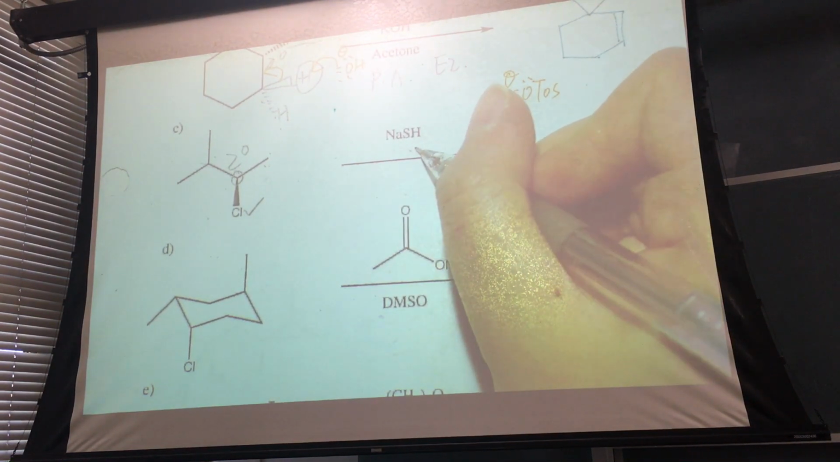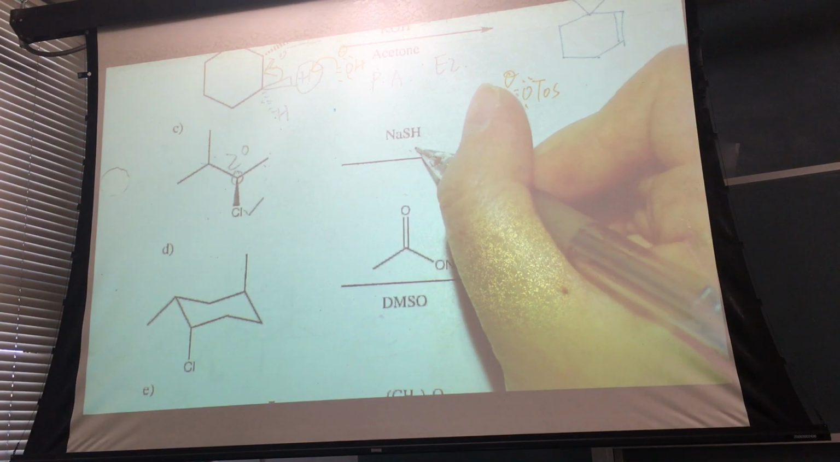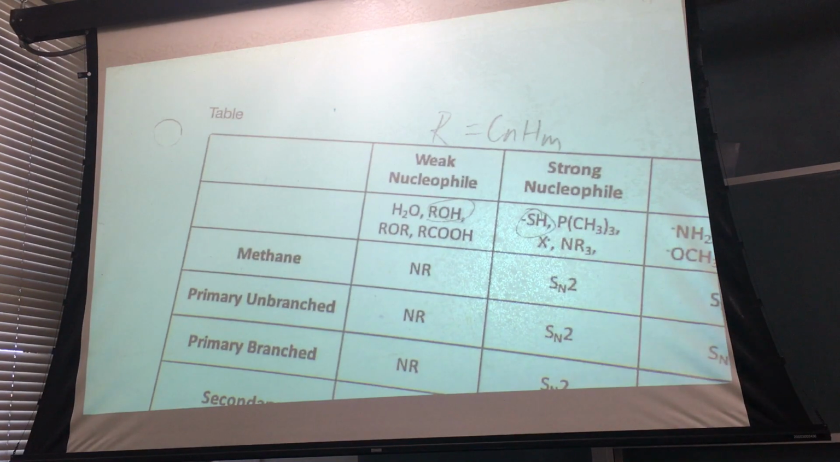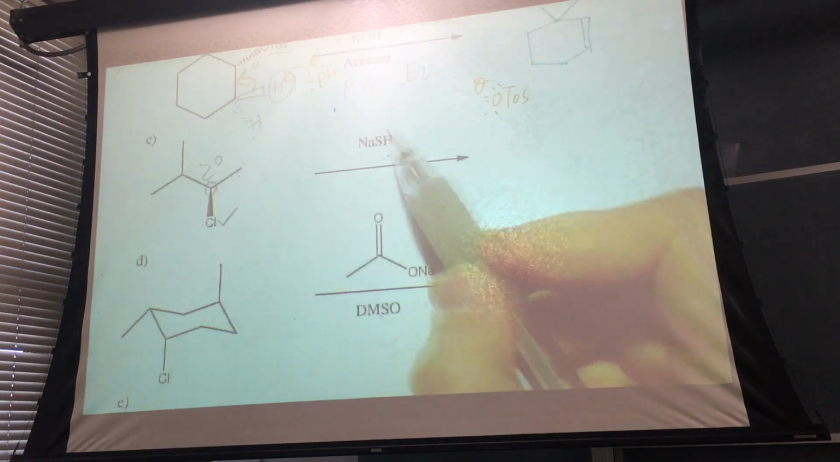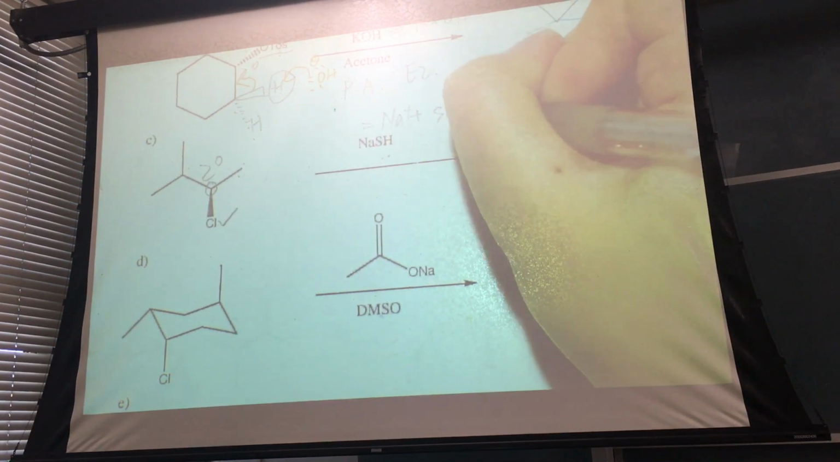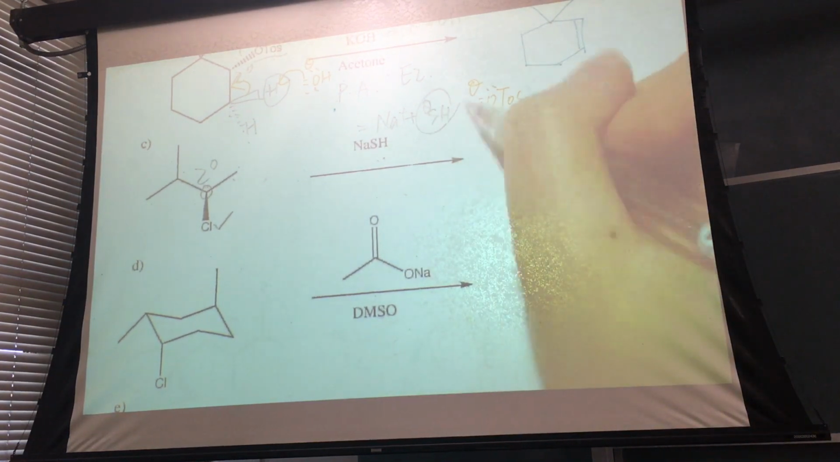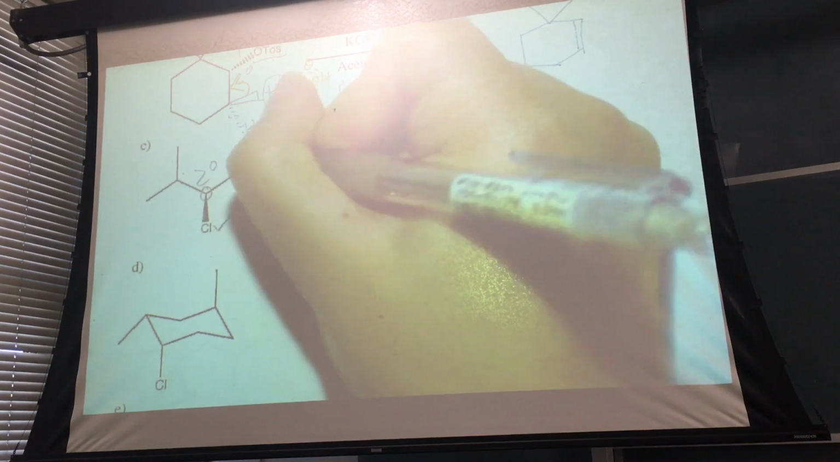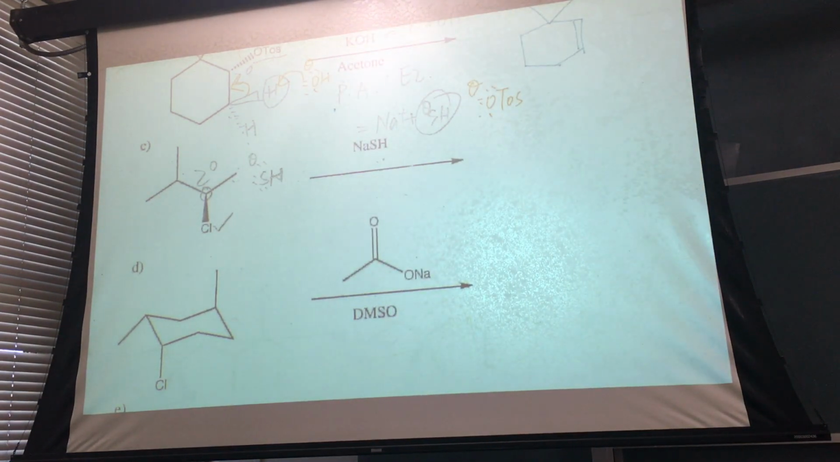NaSH. Vote for nucleophile: good. Vote for base: good. So it's a nucleophile. It's on the table, it's pretty obvious, it's this one. Whenever you see sodium or calcium, you can always write them as sodium plus SH minus. So this is your nucleophile, SH minus, and it's a good nucleophile.